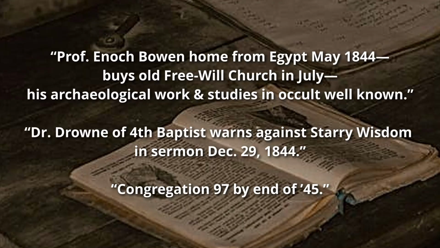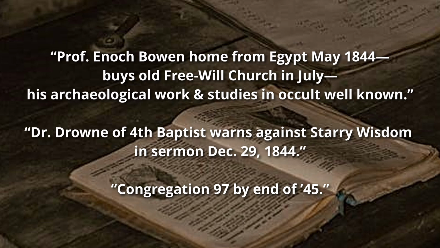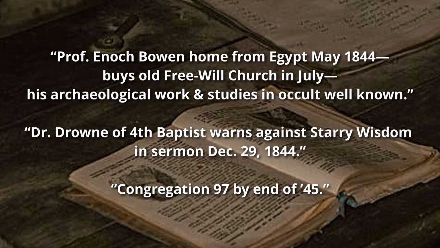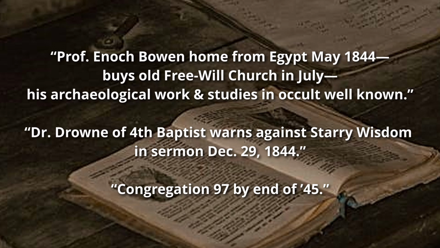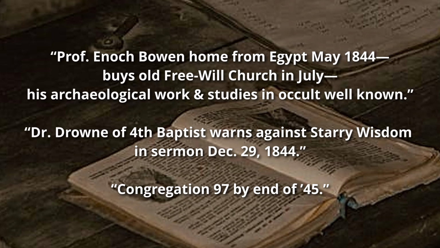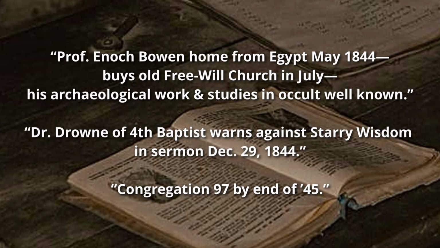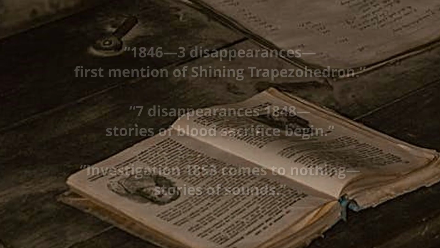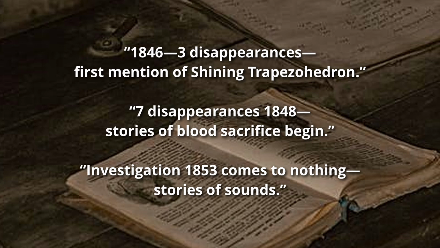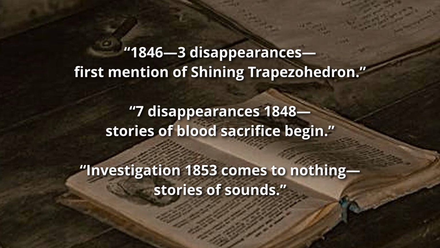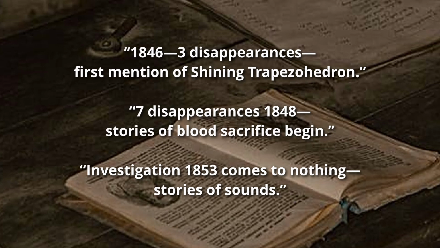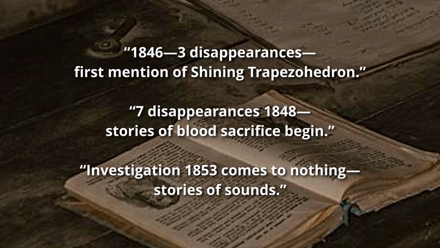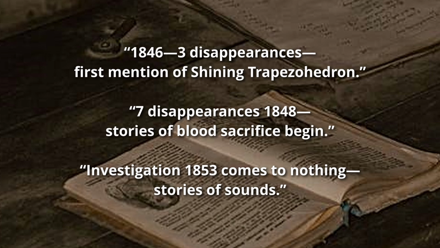Professor Enoch Bowen, home from Egypt, May 1844. Buys Old Free Will Church in July. His archaeological work and studies in occult well known. Dr. Brown of Fourth Baptist warns against Starry Wisdom in sermon on December 29th, 1844. Congregation 97 by end of '45. 1846, 3 disappearances. First mention of shining trapezahedron. 7 disappearances, 1848. Stories of blood sacrifice begin. Investigation, 1853. Comes to nothing.